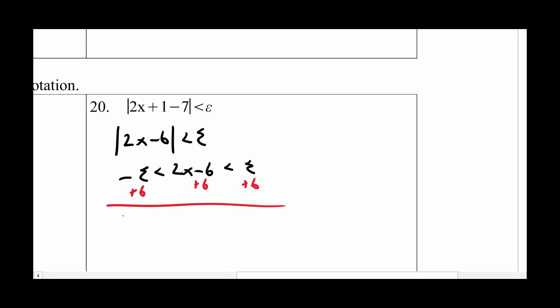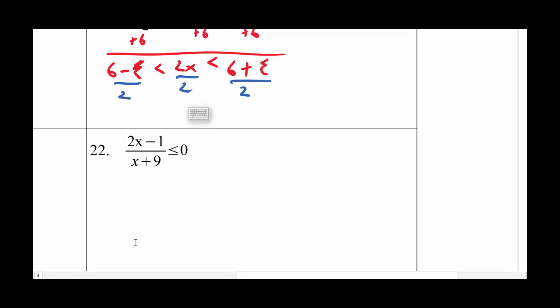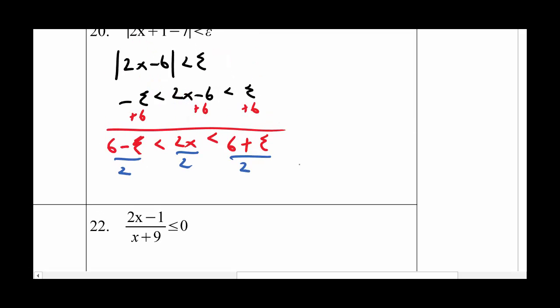Now, epsilon is just a generic variable, so I have no idea what epsilon represents. So I'm not going to combine it with the 6 other than, say, 6 minus epsilon. Well, 6 plus epsilon. And then I can divide everybody by 2. And so there's actually our interval right there. So for whatever reason, 6 minus epsilon over 2 to 6 plus epsilon over 2. So just isolate it out, not too bad.